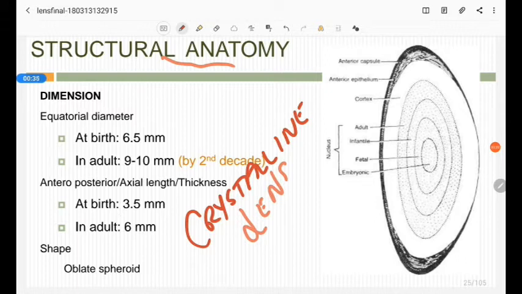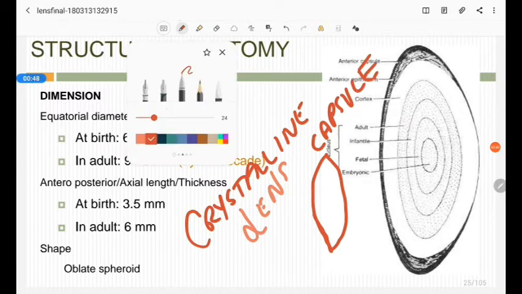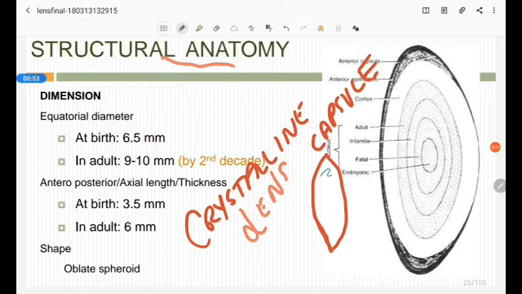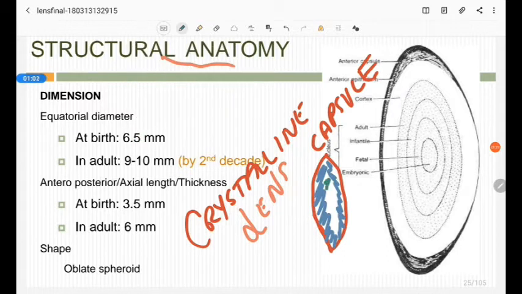And so far you only knew that the lens has a capsule, it has a cortex, and it has a nucleus. But now you should know something more.